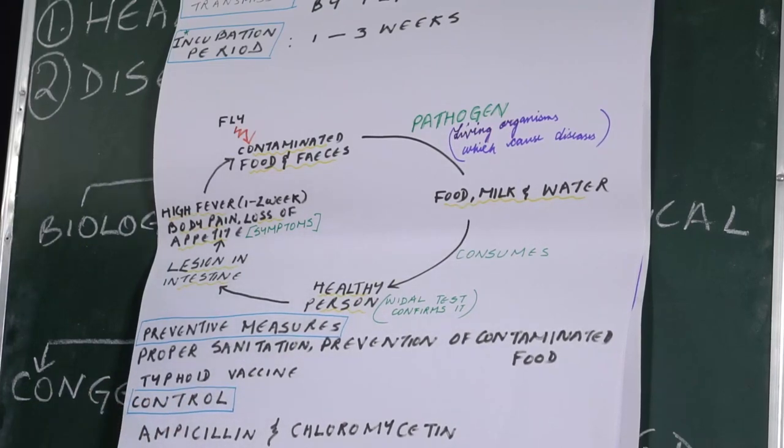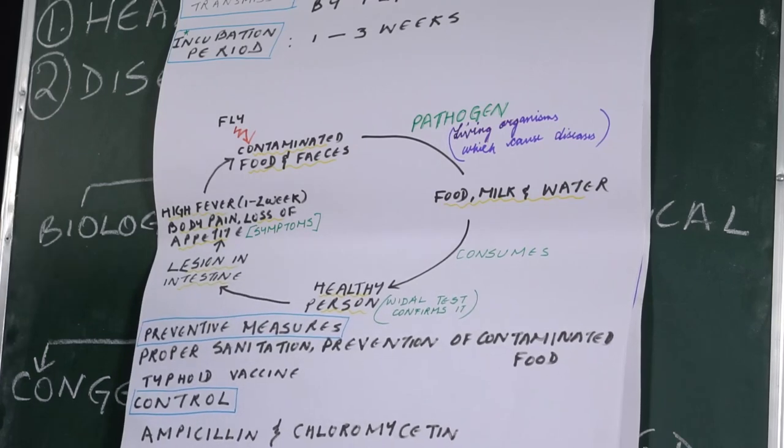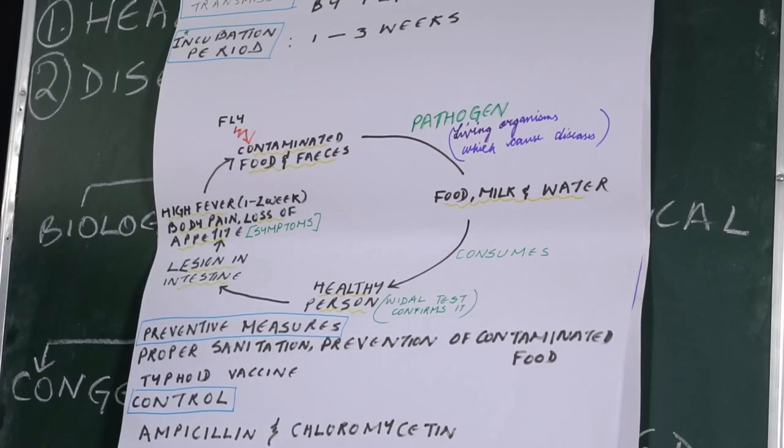So unknowingly, when the fly comes, you just shoo it away, and then let's say you just eat the fruits raw, without cleaning them. Then what will happen is that you are eating the bacteria along with it. When you eat the bacteria along with it, this healthy person will allow the bacteria to go inside the stomach. When it goes inside the stomach, this bacteria will go and target your intestine.